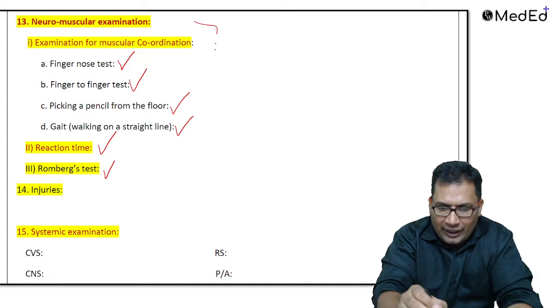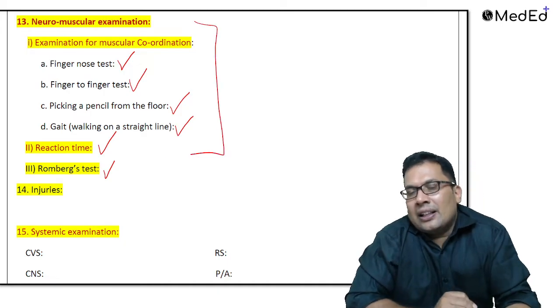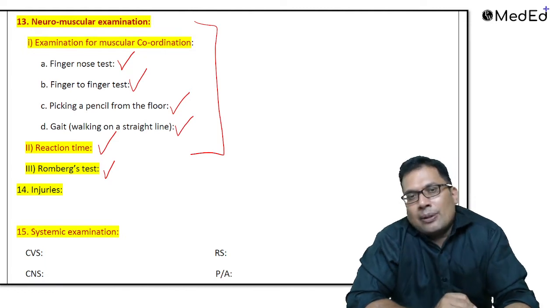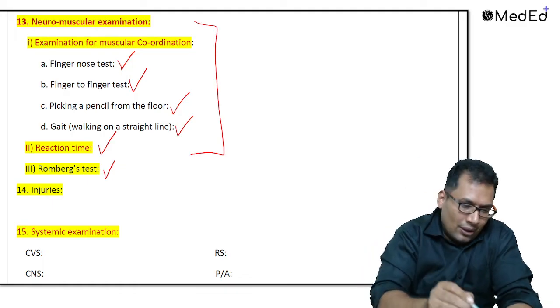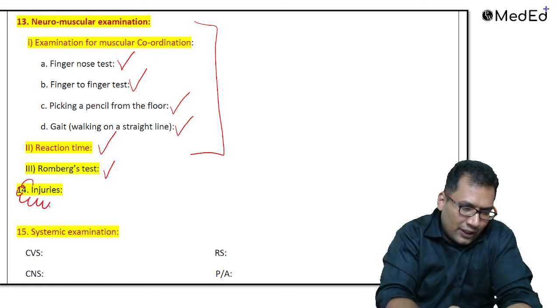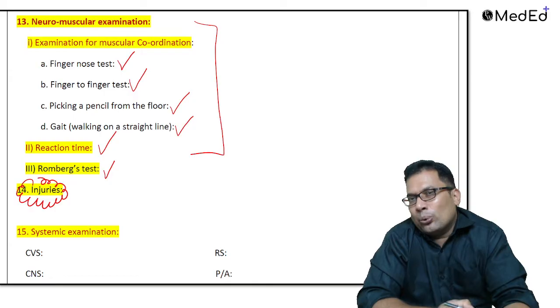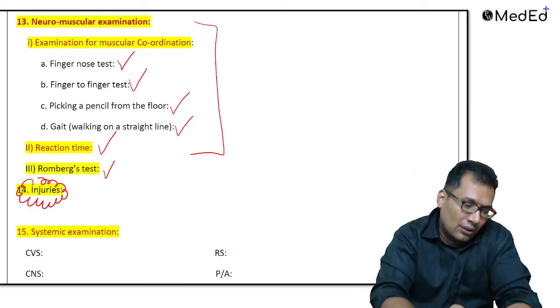So based on the findings, they are going to decide whether he is under the influence or not under the influence. Sometimes in exam they can ask what is Romberg test. You need to demonstrate something. Any injuries, if there, can mention abrasion, bruise, laceration, or stab wound, size of wound.